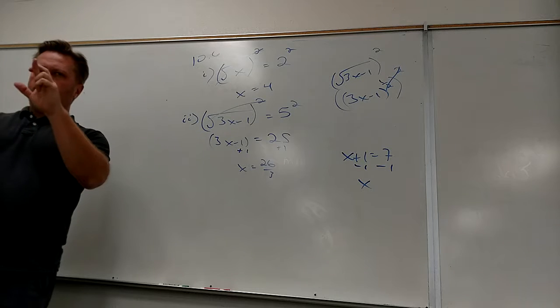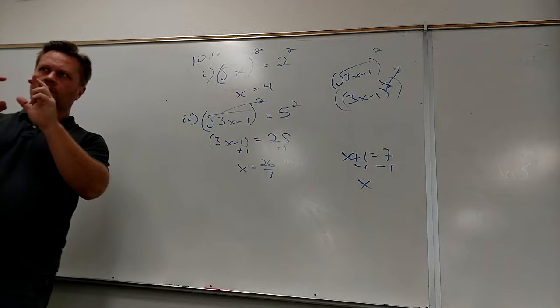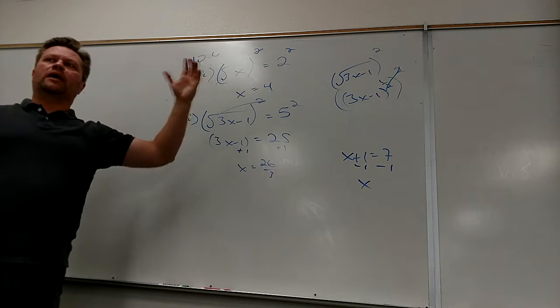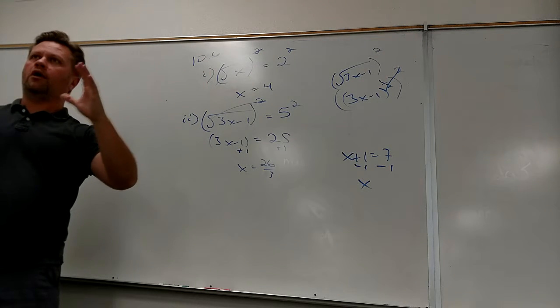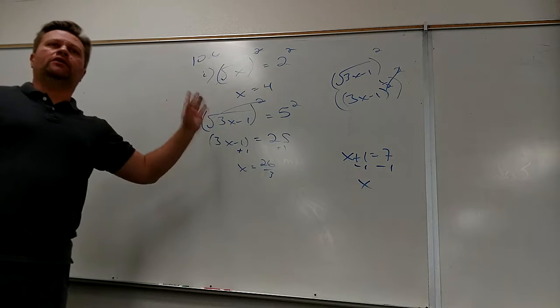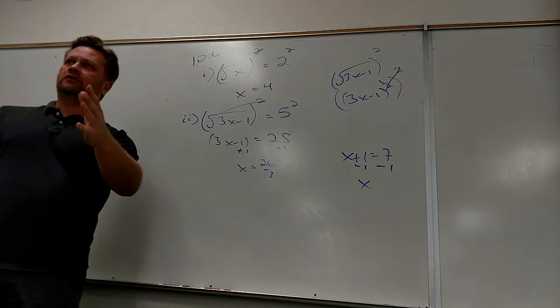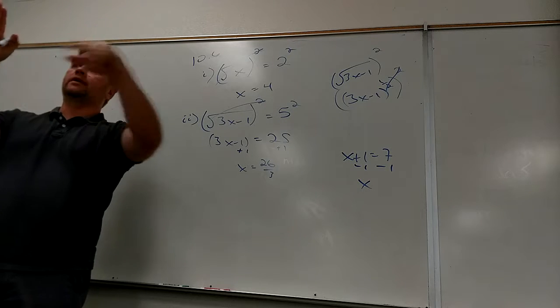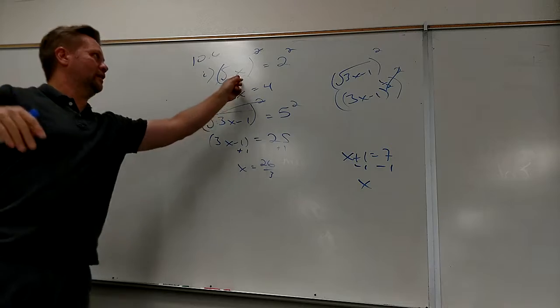These were simple because the square root is already by itself. Now, I really want you to see why. If the square root is not by itself, you get it by itself. What did we do with absolute value equations first? We got the absolute value part of it by itself. So it's the same idea here.